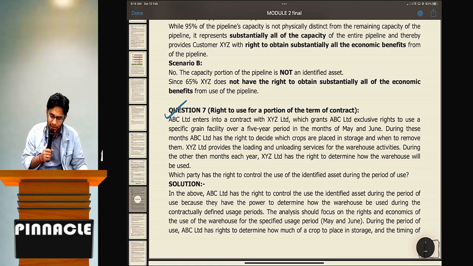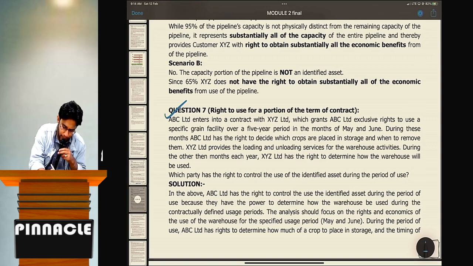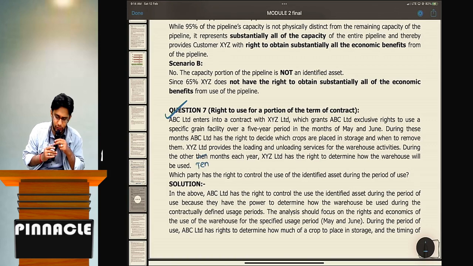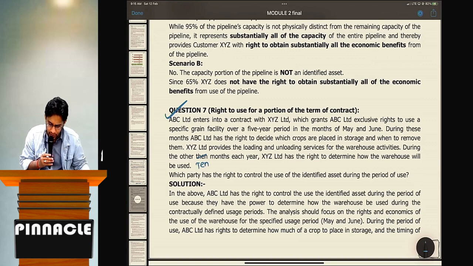During these months, ABC has right to decide which crops are placed in storage and when to remove them. So decision making power is there with the customer ABC. XYZ also provides loading and unloading services for the warehouse activities, that's irrelevant. During the other 10 months each year, XYZ has the right to determine how the warehouse will be used.